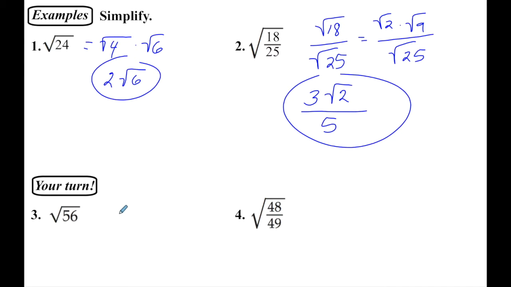I've given you 2 more examples here that I would like you to complete. Go ahead, pause your video, this is a good time to do that, and try those 2 on your own.